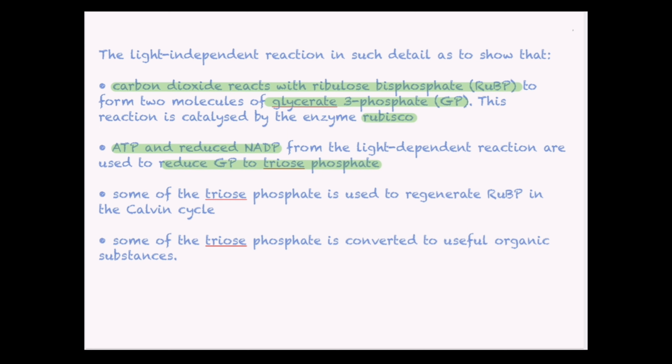We then have the reduction of GP into TP using the products of the light-dependent reaction, namely ATP and reduced NADP. The fact that the majority of the carbons from the 2 triose phosphate molecules are used to regenerate RuBP using energy from ATP, and that some of them, or one of them, is used in the production of useful organic substances such as glucose.